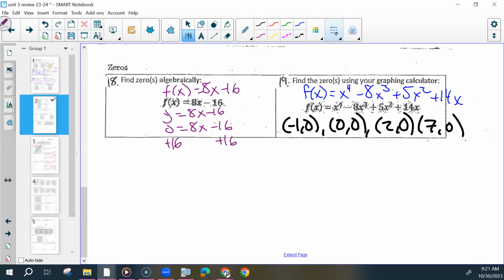Add 16 to both sides. Divide both sides by 8. And then you would still have to write it as an ordered pair. If it were asking for intercepts in general, you wouldn't have to do the work to find the y because it's given. The y-intercept would be -16.